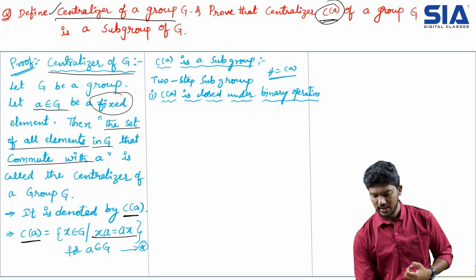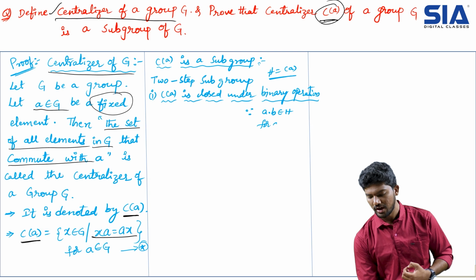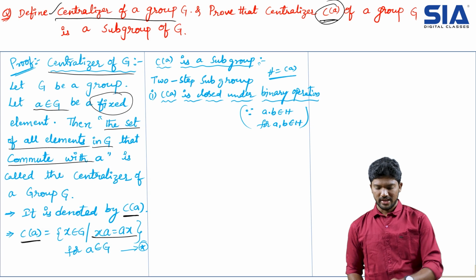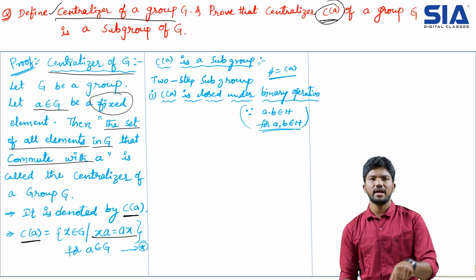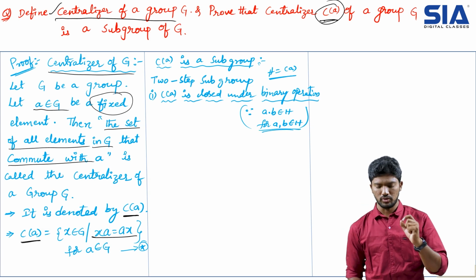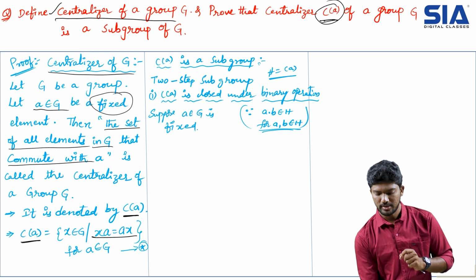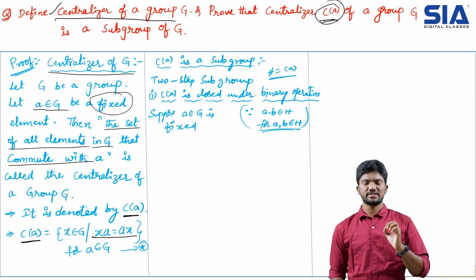Then what is the property? Here, a into b belongs to capital H whenever a, b belongs to capital H. This is the first statement of the two-step subgroup theorem. The same statement I am applying here for the centralizer of a group G. Suppose small a belongs to capital G is fixed.